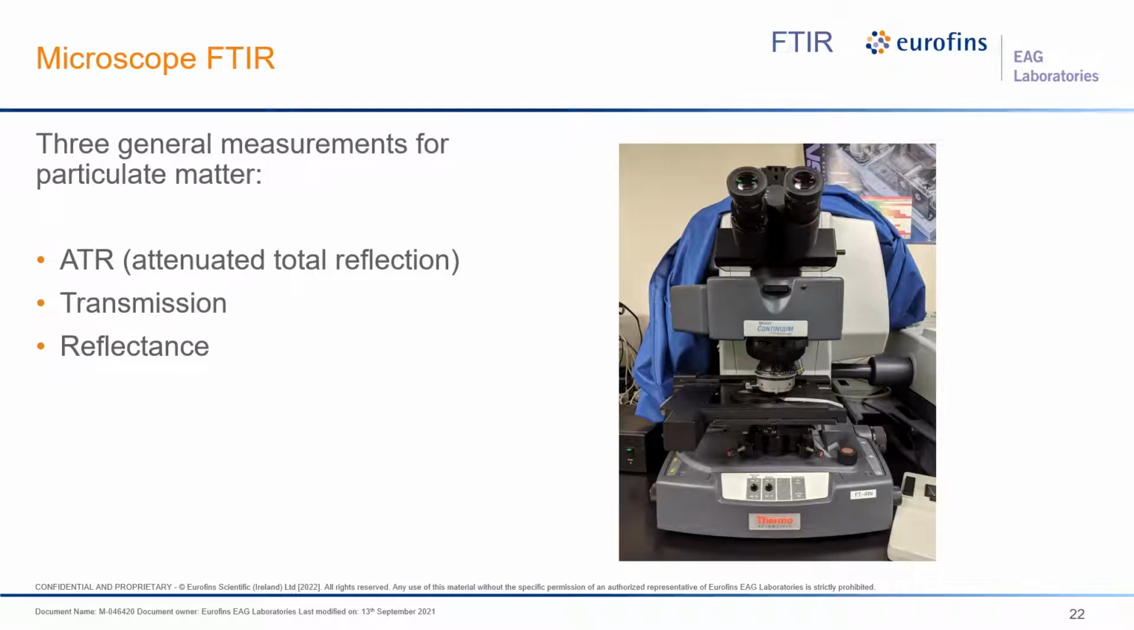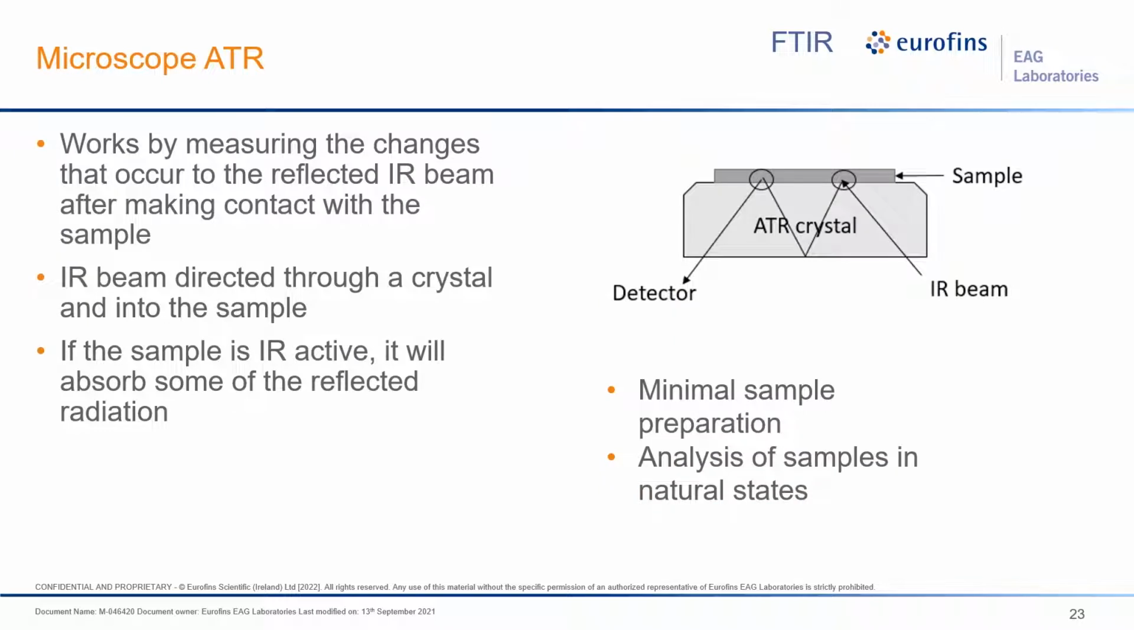For particulate analysis, commonly used is a microscope FTIR, which provides the ability to analyze very small samples. So a microscope FTIR basically is a microscope coupled with FTIR. The name speaks for itself. There are 3 general measurements for particulate matter analysis: ATR mode, transmission mode, and reflectance mode. For particulate analysis, you want minimum amount of sample tampering. My favorite one is the microscope ATR mode.